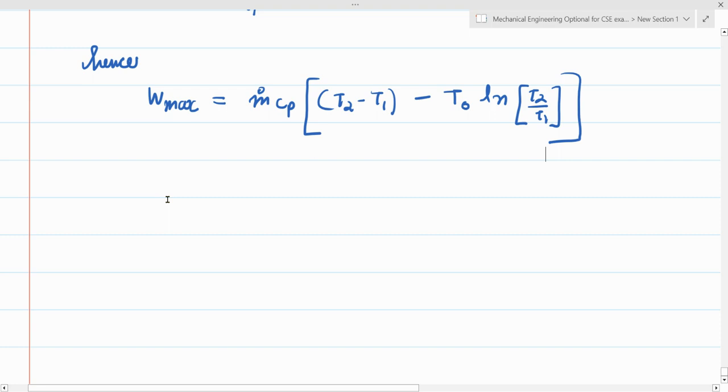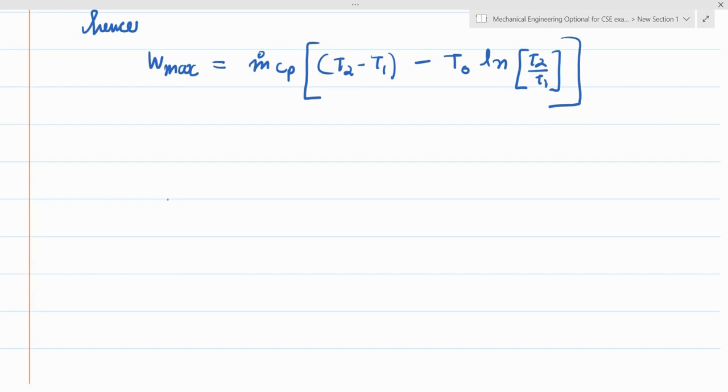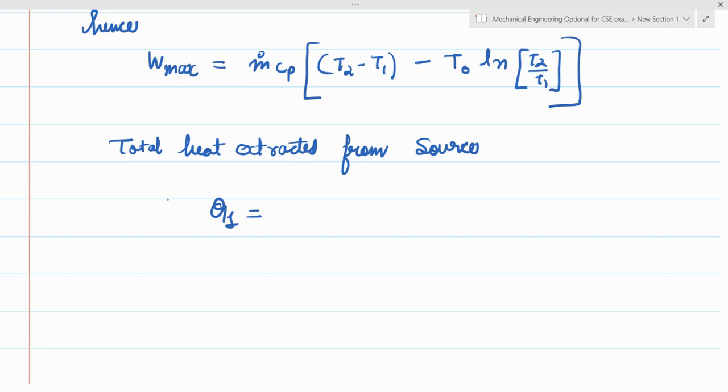Now we have got the value of W max, and similarly the total heat extracted from the source can be calculated. So the total heat extracted from the source is given as Q1 equals the integral from T1 to T2 of m Cp dT. This comes out to be m dot Cp multiplied by T2 minus T1.